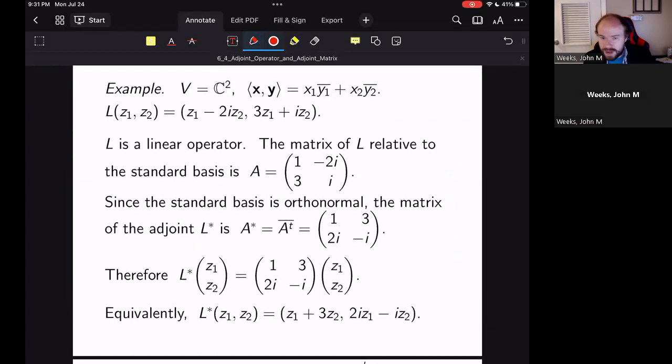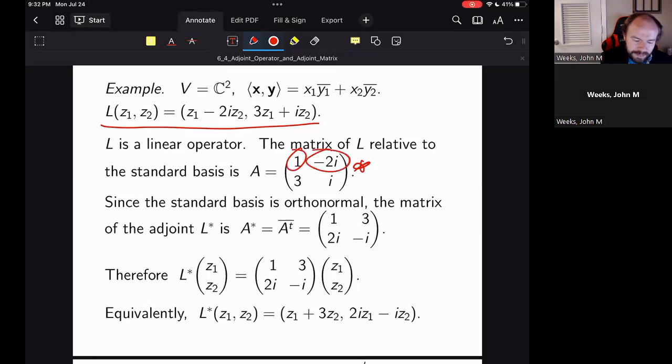Let's keep looking at, for example, the complex field, like V equals C squared, with its inner product being the dot product. And let's take a look at the linear operator that looks something like this. This looks a lot like our beginning examples. L here is a linear operator and has a matrix relative to its standard basis given by this. Because this is the matrix with respect to the standard basis elements, we have 1 and minus 2i, for example, as to where this sends the first component, and then 3 and i in the second part.